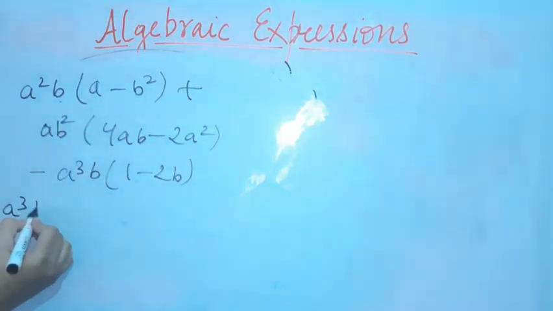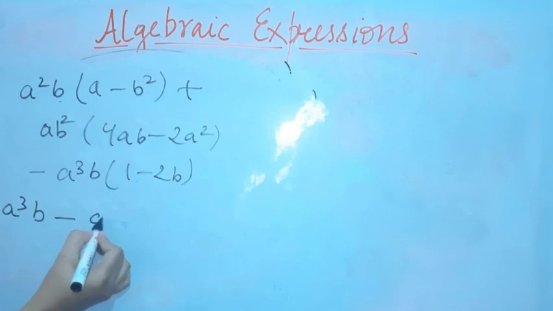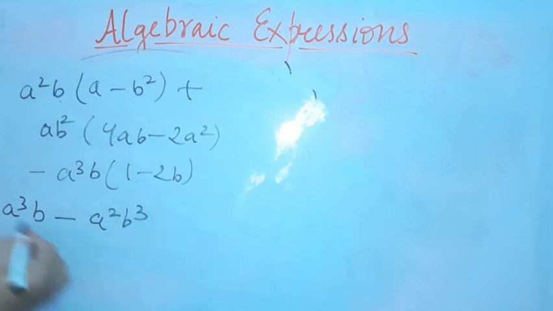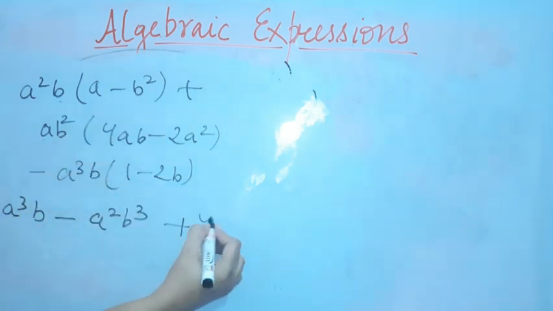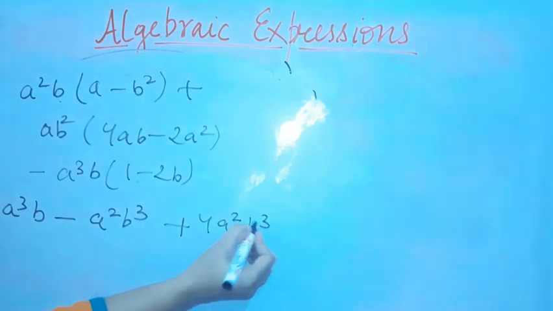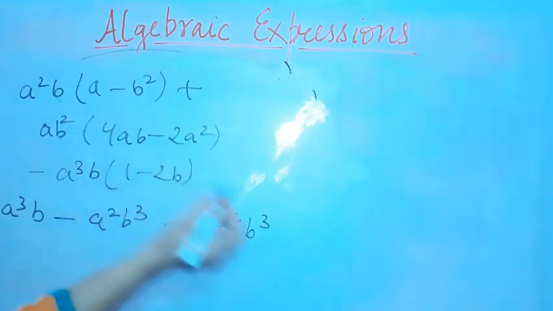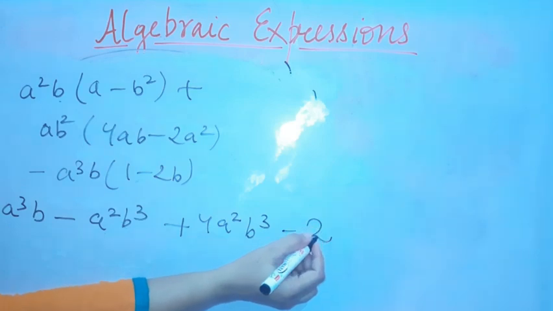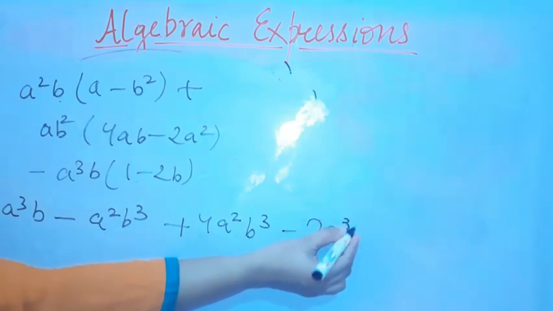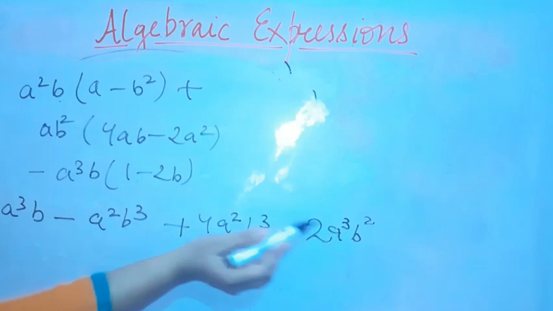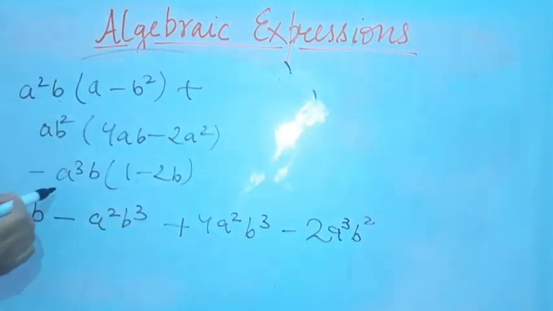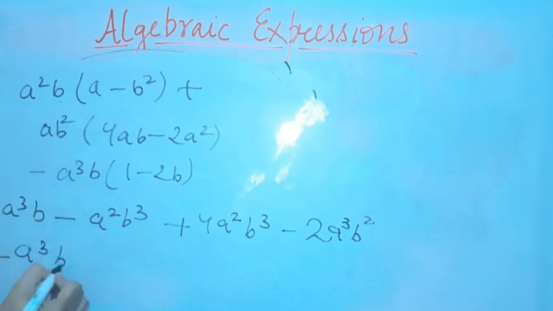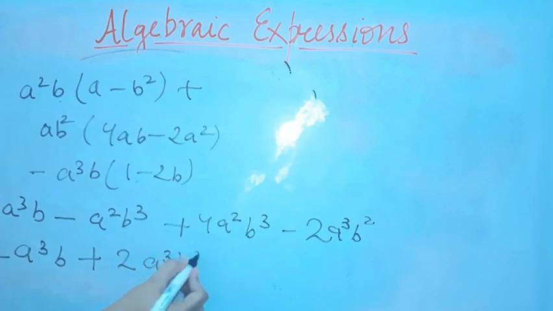So it will be a cube b minus a square b cube plus, now ab square multiplied by 4ab, so 4a square and then b to the power of 3. Then minus sign is there, so minus 2a to the power of 3 b to the power of 2. Why is it a to the power of 3? Because a to the power of 2 and a to the power of 1. Now moving on to this, a cube b, minus minus will be plus, so plus 2a cube b square.